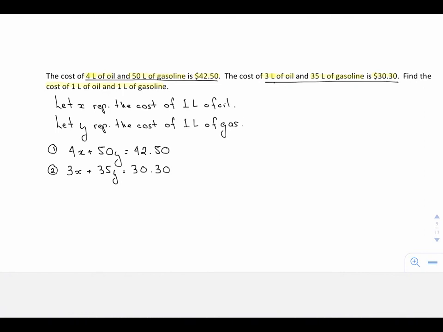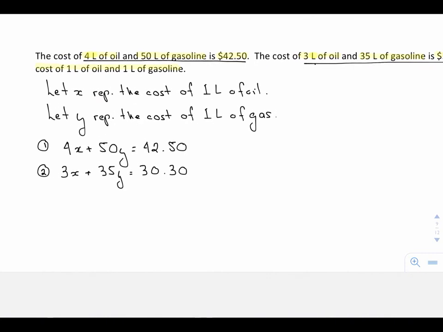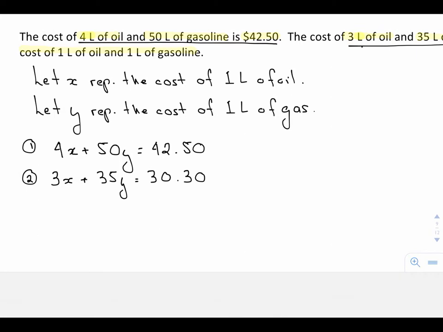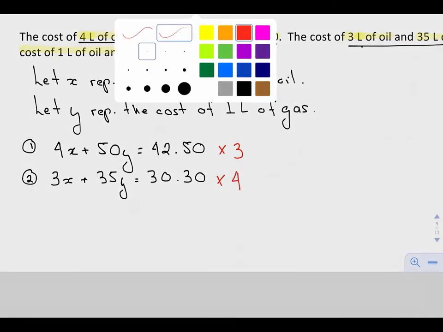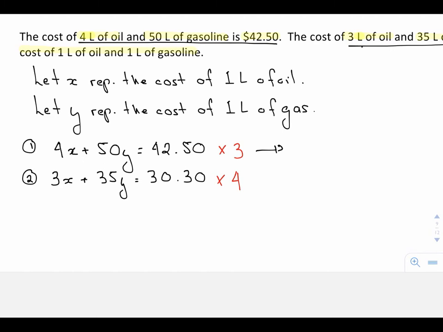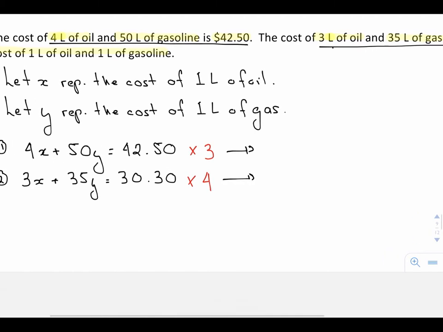At this point, we know that we have to use a linear system method, either substitution or elimination, to solve. In this case, I'm going to use elimination. I think the easier of the two variables to eliminate is the one involving x. So I want to get a common multiple in front of the x term. With 3 and 4, that common multiple is 12. So I'm going to multiply my first equation by 3, and my second equation by 4. My new equations, which I'll write just over here, are going to look like this.